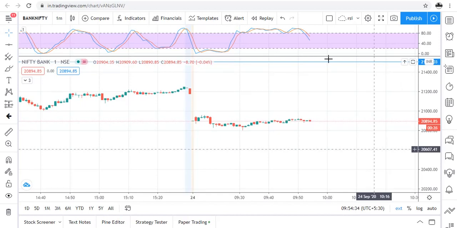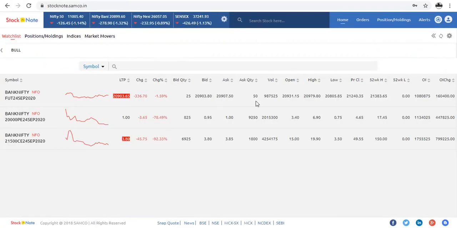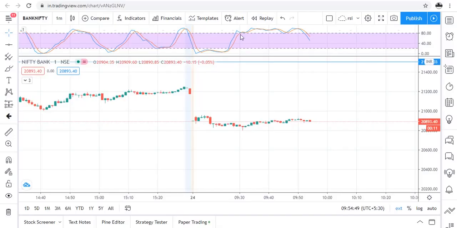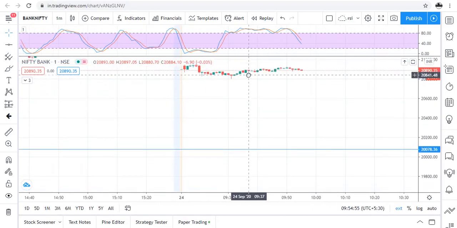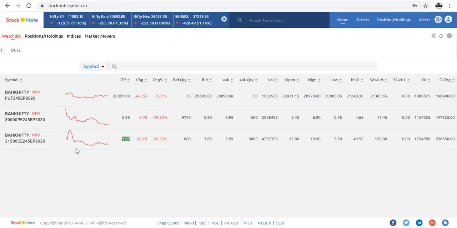Now coming on to this, traders, this is my account on Samco, and here we can see the trading points or LTP at which the options are. As you can see, I have drawn resistance at 21,500 and support at 20,000. So we will sell both these options. First we will sell the 20,000 put. As you can see here traders, it is now trading at 0.90 paise.